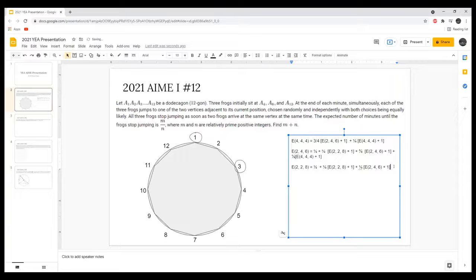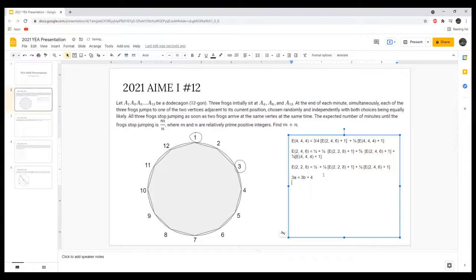I'm gonna multiply it out first to try to make it a little bit easier to solve. So let E of 4, 4, 4 be equal to A. Let E of 2, 4, 6 be equal to B, and let E of 2, 2, 8 be equal to C. Then multiplying the first one by 4, we get 4A is equal to 3B plus A plus 4. So then you cancel. Just to remind, we're solving for A at this moment.